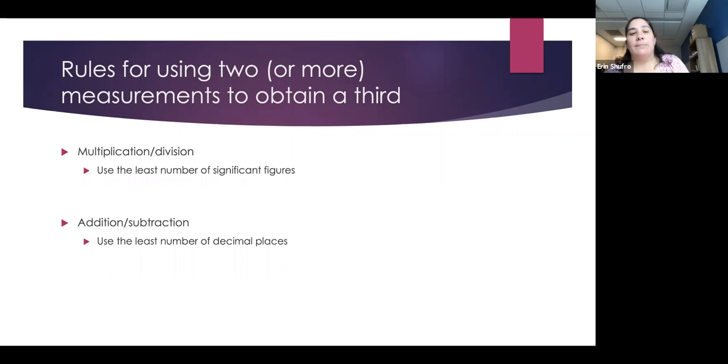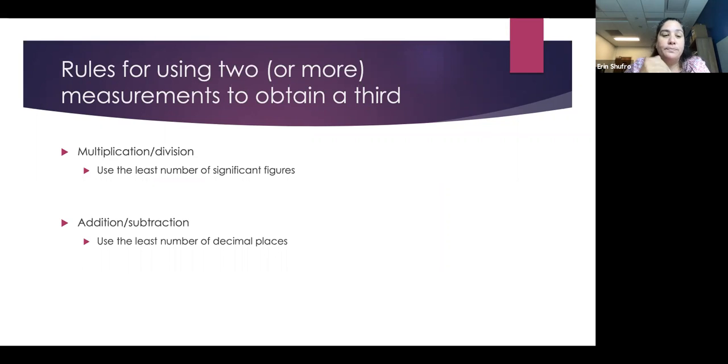So here's the thing. If you're multiplying or dividing two measurements by each other, you want your answer to have the same number of significant figures as the number or measurement that had the fewest. So if you're multiplying two numbers together, you look at both numbers and see how many sig figs were in the first number and how many in the second, and your answer should have as many as the fewest.